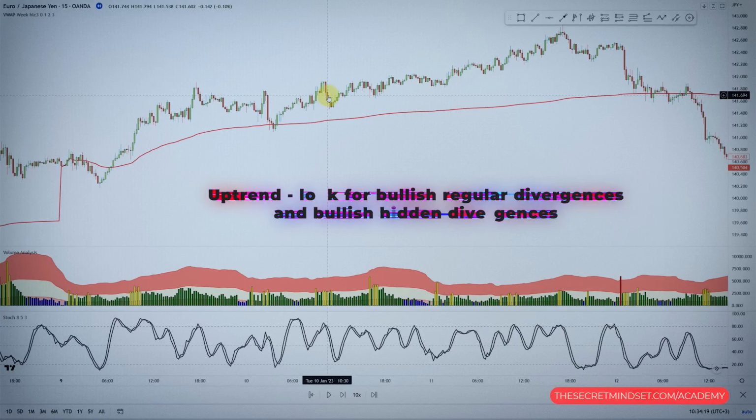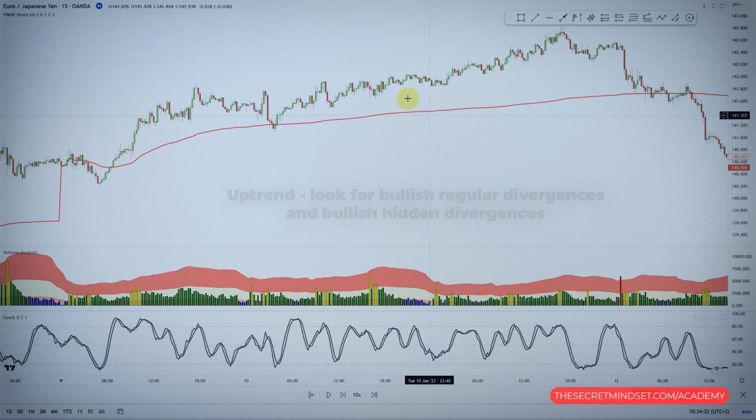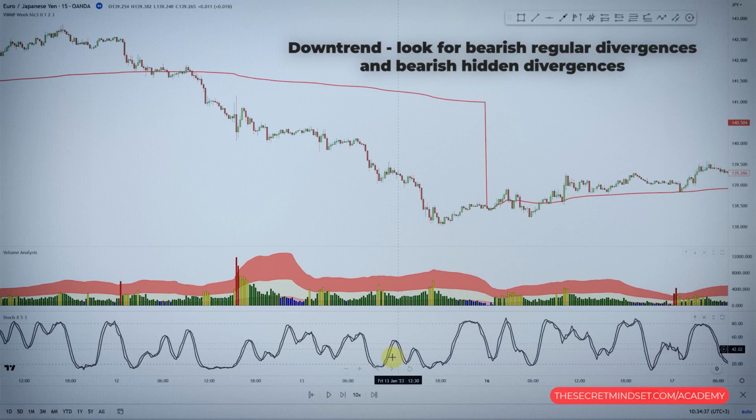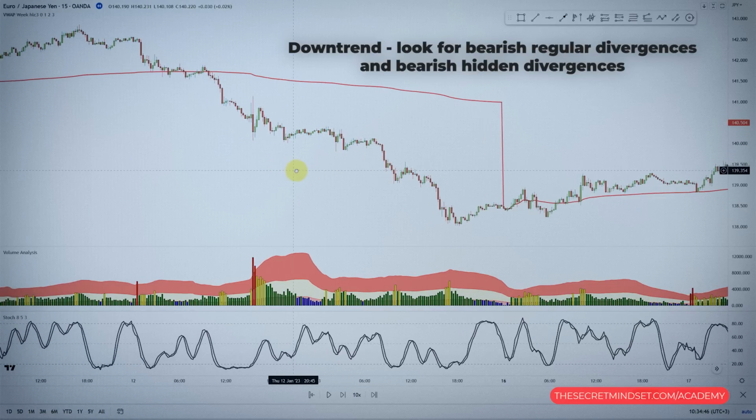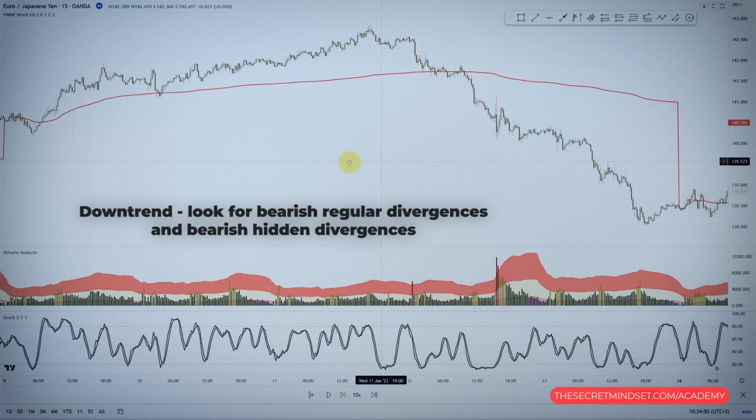In the case of an upward trend, you ignore bearish regular divergences, those appearing on the top of the oscillator, and search for bullish regular divergences. You also look for bullish hidden divergences. In the case of a downtrend, you ignore bullish regular divergences and search for bearish regular divergences and bearish hidden divergences. In this way, you have a higher probability of a successful divergence trade.